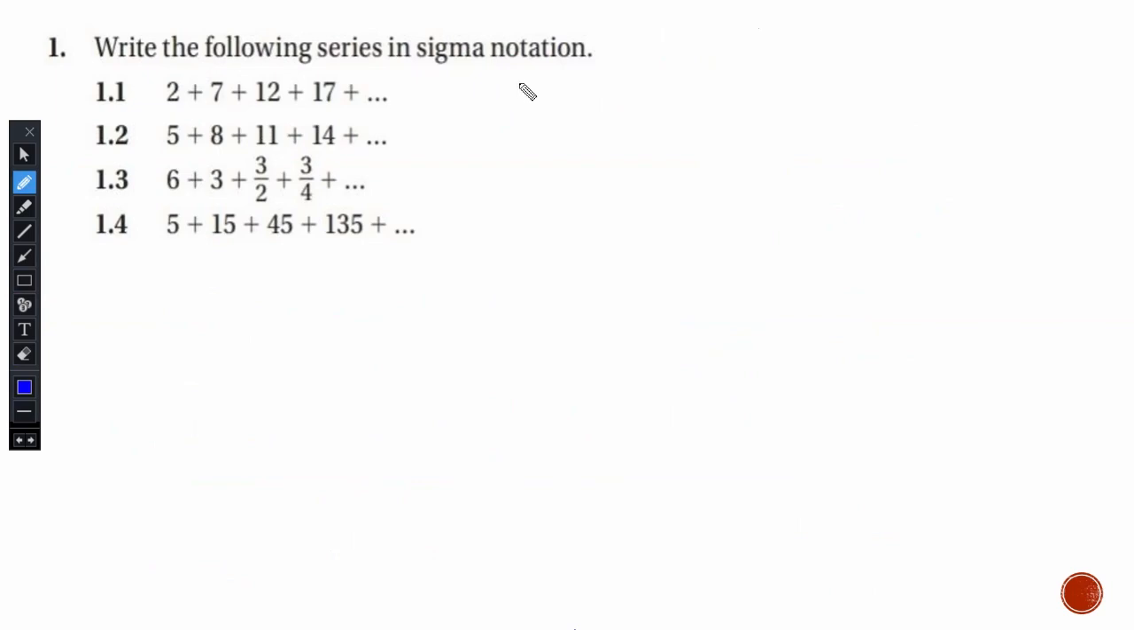Looking at 1.2, we are also given 5, 8, and then 11, and then plus 14. Again, this is an arithmetic series because, as we can see, to get to the next term, we simply need to add 3. 8 plus 3 is 11, 11 plus 3 is 14. Right, so our common difference is 3.